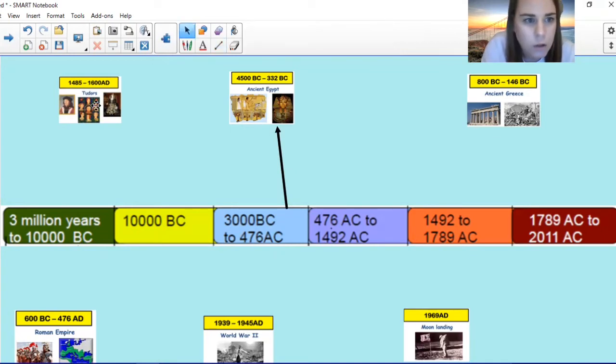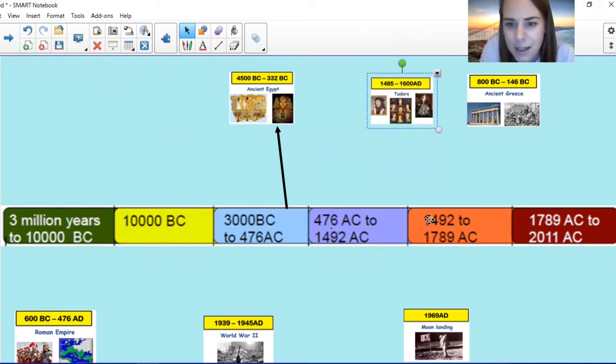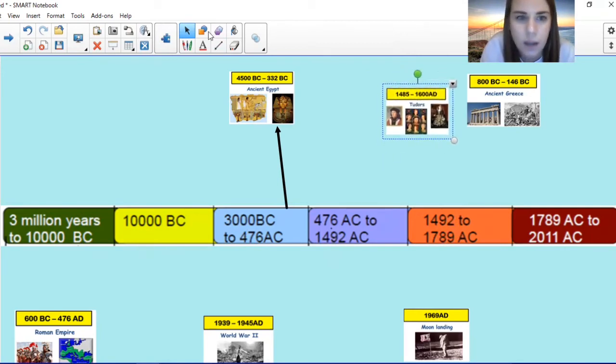Okay, I've got the Tudors, 1485 to 1600. Oh, that sits in here between these two. So again, I'm going to stick that one in this orange part because where it finishes is somewhere between these two dates. So for me, I think that works the best.